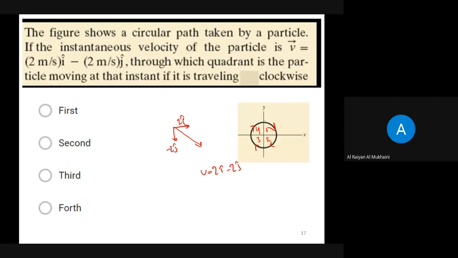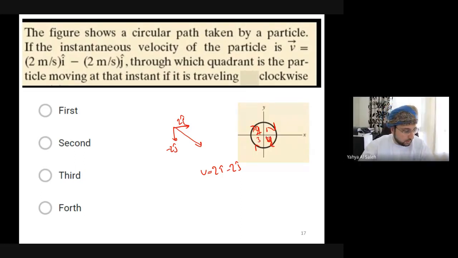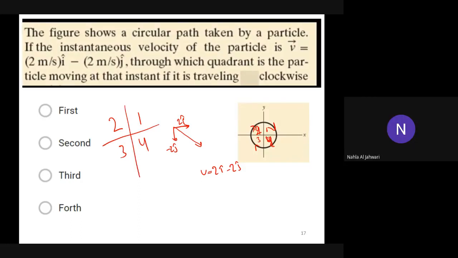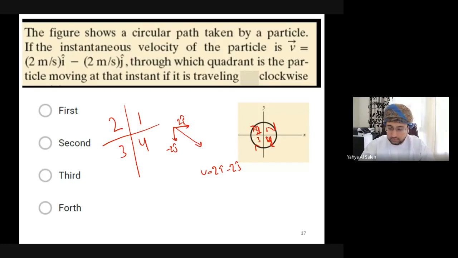Okay, my bad. The quadrants should be numbered going 1, 2 in this way, the opposite of what I drew. My bad. Okay, so most of you were saying 3 and 4.